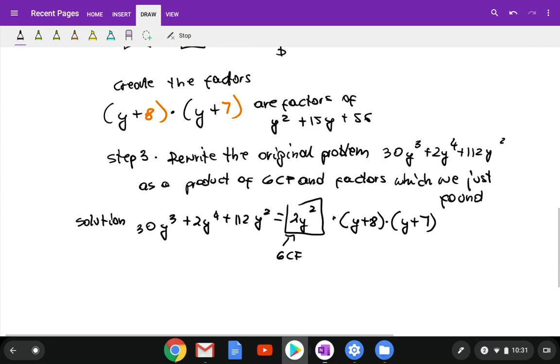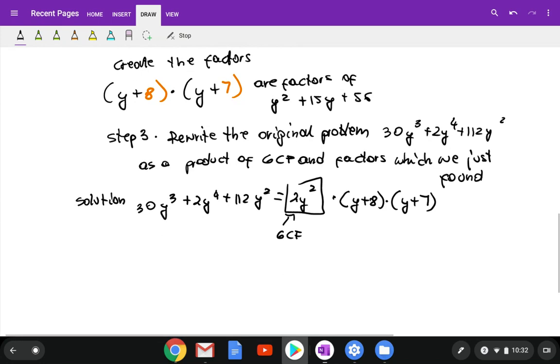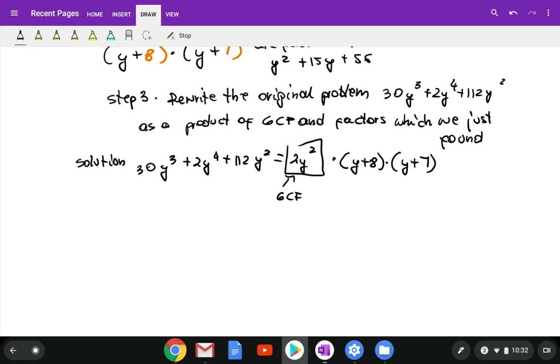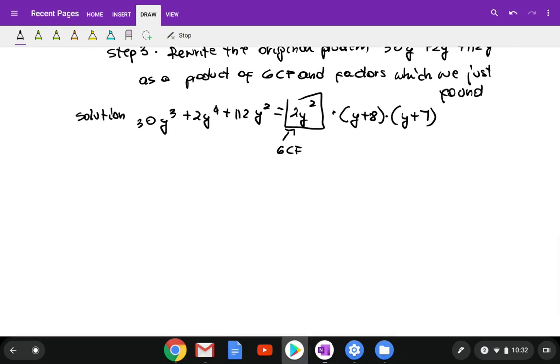You can go ahead and multiply all of them together. I recommend FOIL the factors first and then multiply the solution of that FOIL by 2y squared, and you will end up definitely with that original equation. And we have example C next. So let's go to the next example, C.